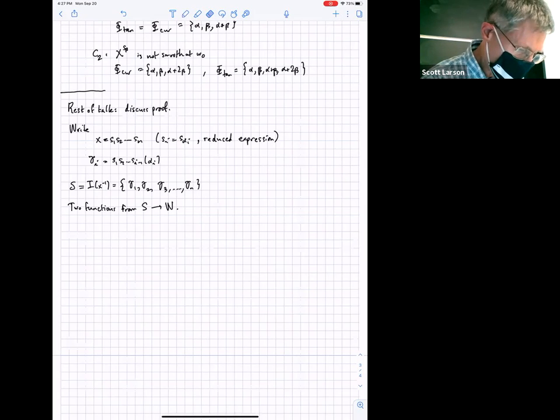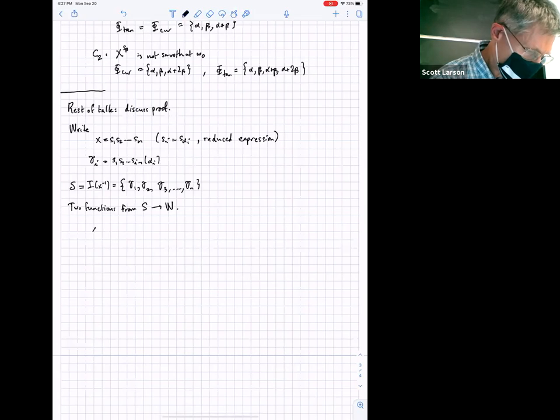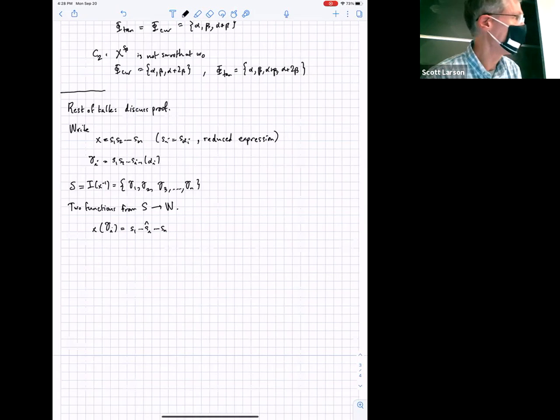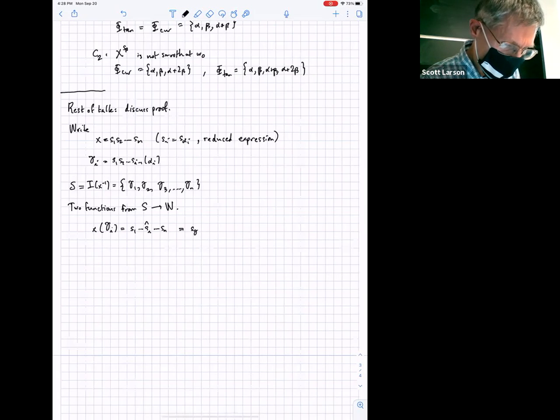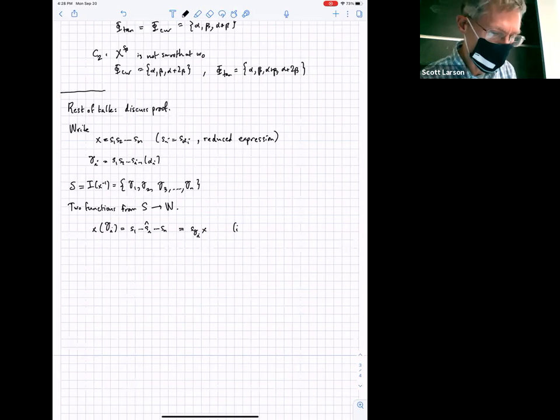So the first function is just x, and I'm going to write what it does to gamma i. It's s1, I omit the root si from my set and I multiply them together. I can also write this as, this actually turns out to just be s of gamma i of x. So this is actually independent of the reduced expression because it's s of gamma i of x.